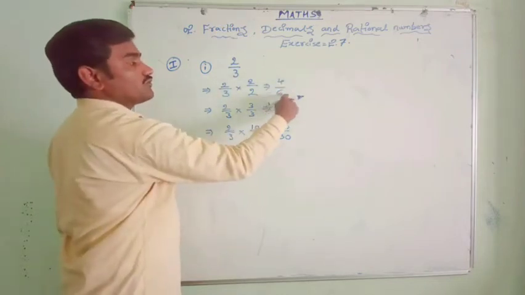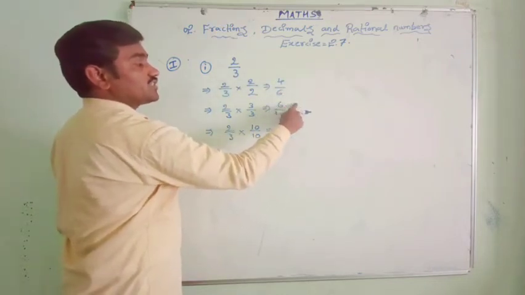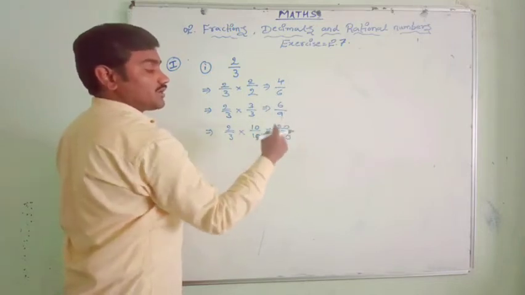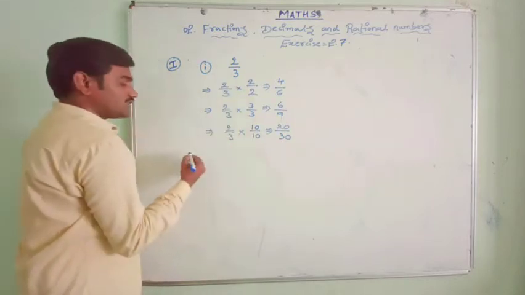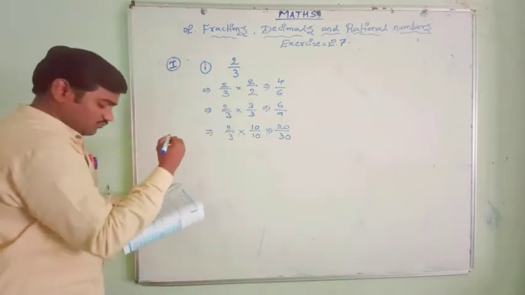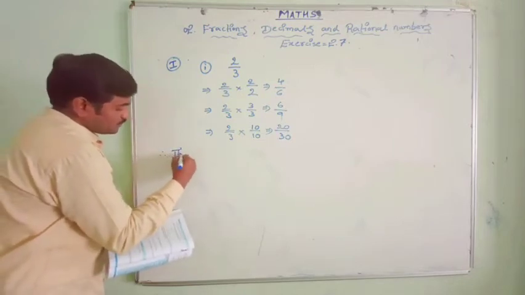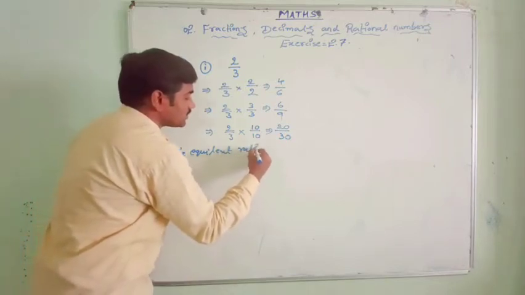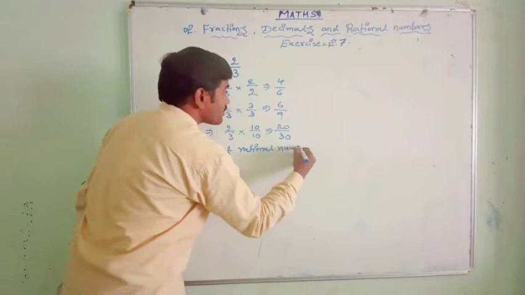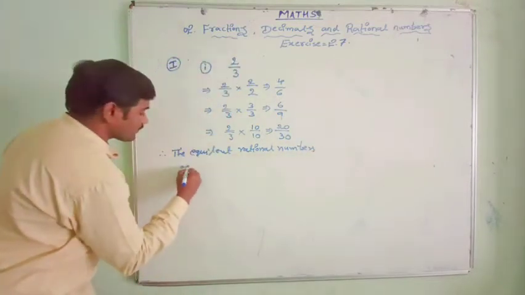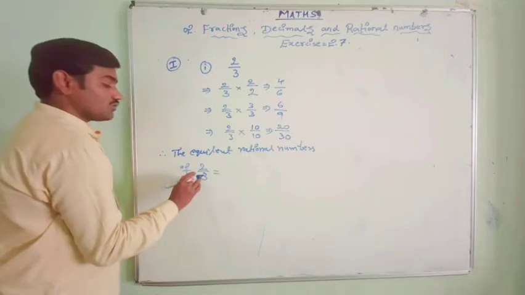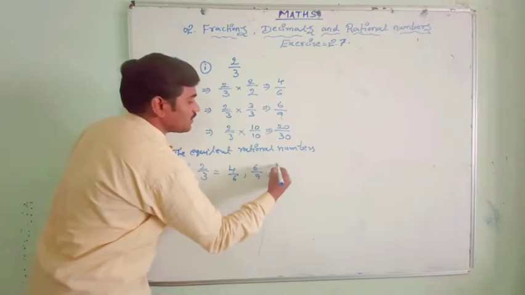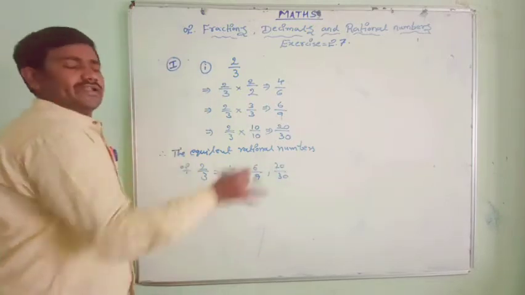See, 2 2s are 4, 3 2s are 6. 2 3s are 6, 3 3s are 9. 2 10s are 20, 3 10s are 30. Again, if simplified, you get 2 by 3 only. Therefore, the equivalent rational numbers of this positive rational number: 2 by 3 equals 4 by 6, 6 by 9, 20 by 30. How many can you write? Infinitely many you can write here.